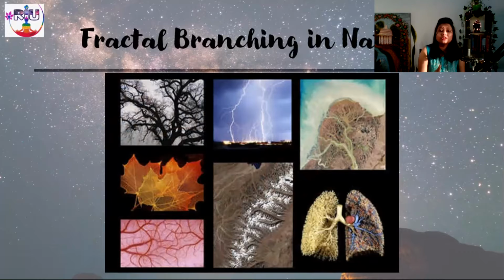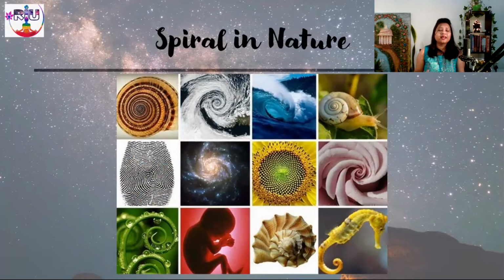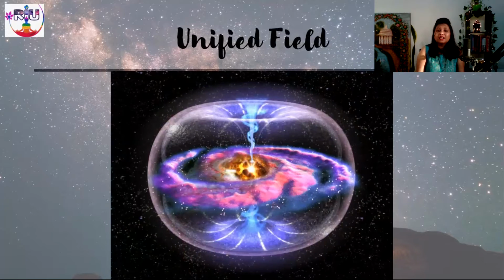The branches of the tree are similar to lightning, then the meanders, then the veins in leaves and veins in the human body. Even there are similarities in the cracks and also in the branching pattern in the lungs. Spiral is another example of fractals, and it is also seen in nature, in the human body, in plants, animals, everywhere. Unified. The term itself is self-explanatory, right?